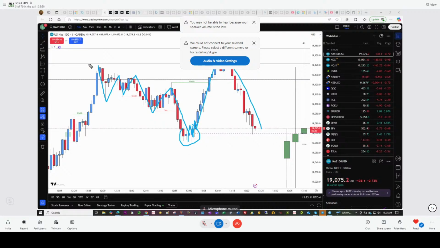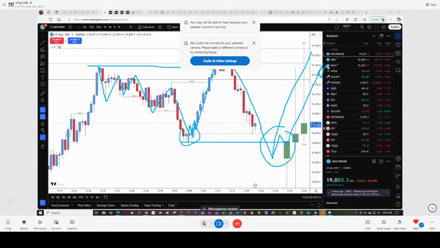So you can see we're starting. We swept this high, so we could sweep this low. It's possible. And then I'd be looking for a move back up. So if we sweep this low, I will look for 1, 2, 3 here to go back up. So that might be a possible play here if we get a sweep of this low.